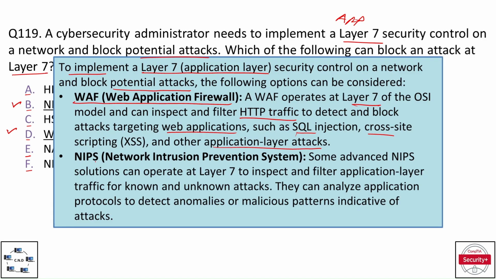While the second is NIPS, Network Intrusion Prevention System. Some advanced NIPS solutions can operate at layer 7 to inspect and filter application layer traffic for known and unknown attacks. They can analyze application protocols to detect anomalies and malicious patterns indicative of attacks.